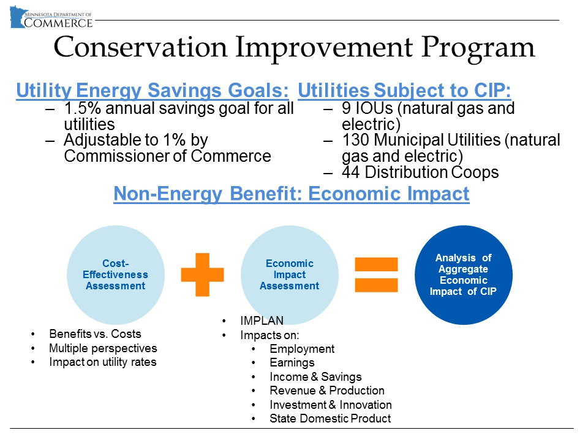And then we also looked at using the IMPLAN model, which is a model that basically looks at a snapshot in time of the economic impact of this particular program. We looked at the impacts on employment, earnings, income, and savings for both individual consumers and businesses. We looked at revenue and production, the impact on investment and innovation, as well as state domestic product. The combination of these two assessments gave us an analysis of the aggregate economic impact of the Conservation Improvement Program on the state of Minnesota.